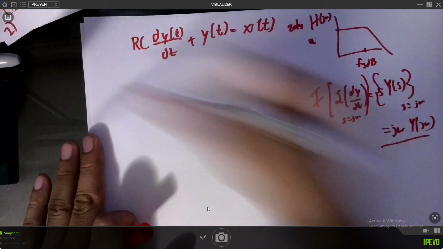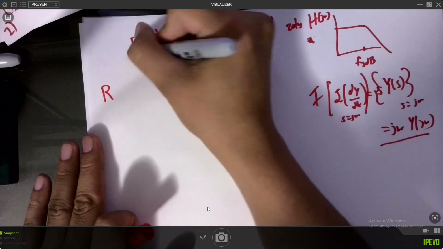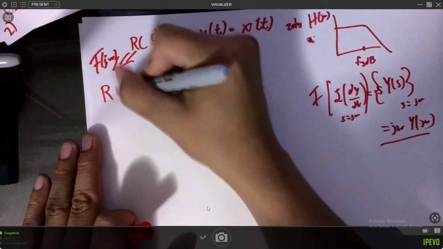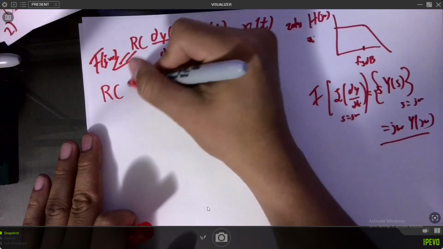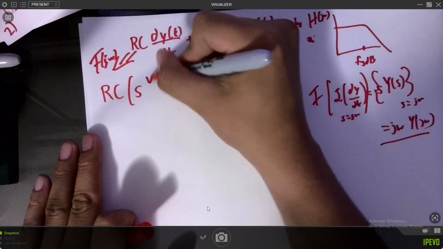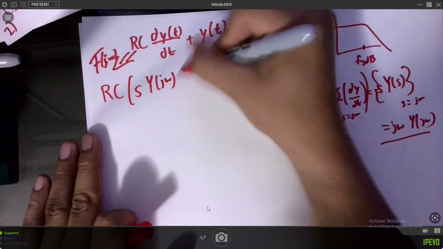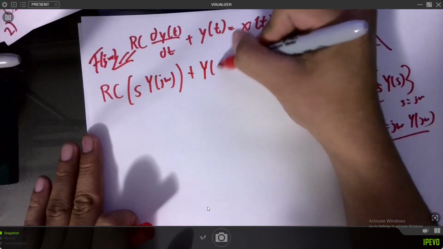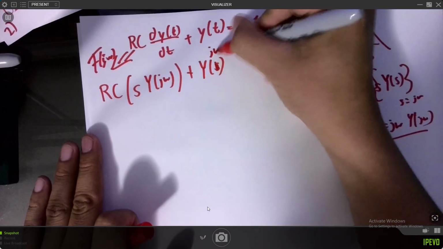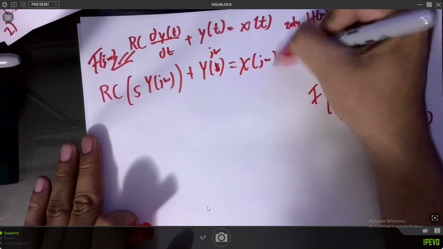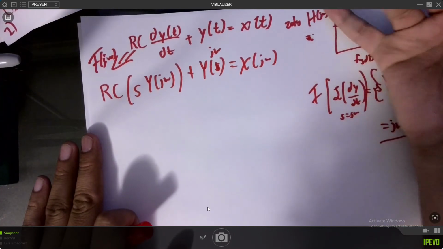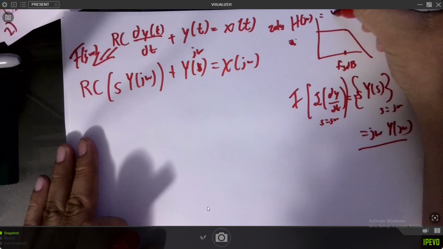Applying this little rule, into the Fourier domain you're going to get RC, and then we know our little trick, which is s, times capital Y of j omega, plus, well, what's the Fourier transform of y of t? It's literally Y of j omega. That is equal to X of j omega. So recall that the transfer function, or your frequency response, is equal to the output divided by the input.